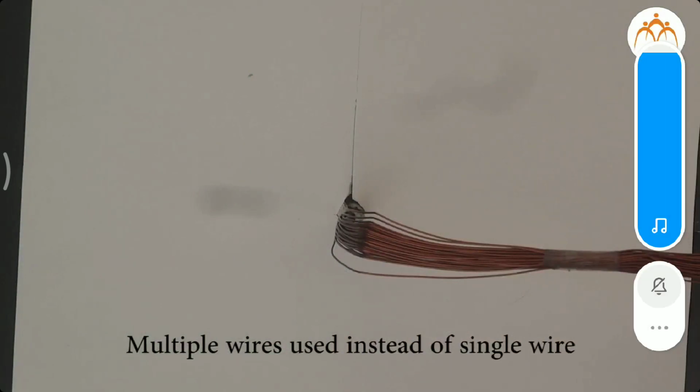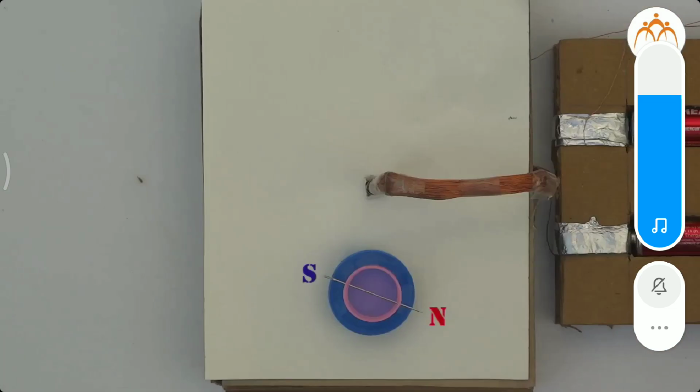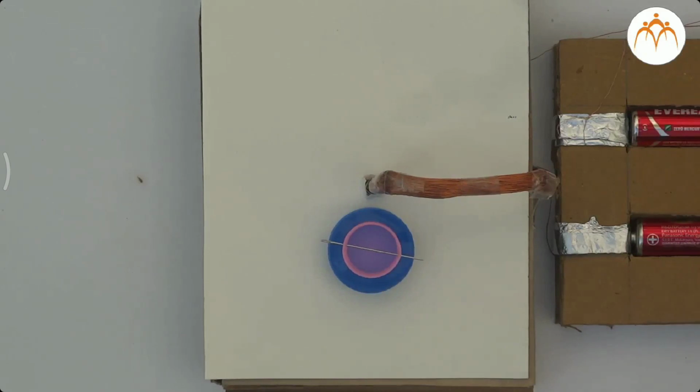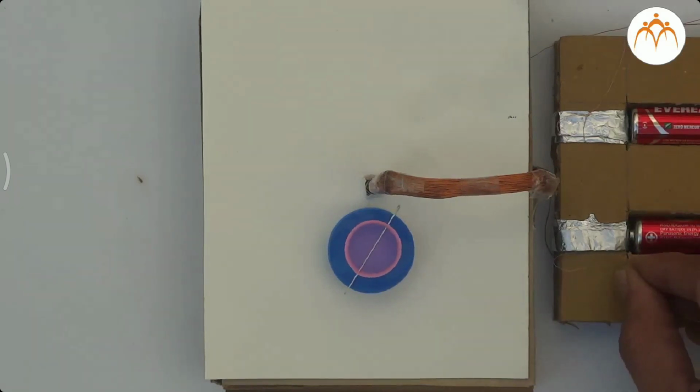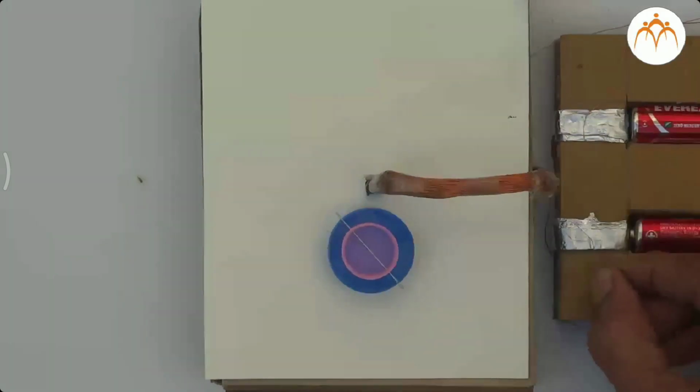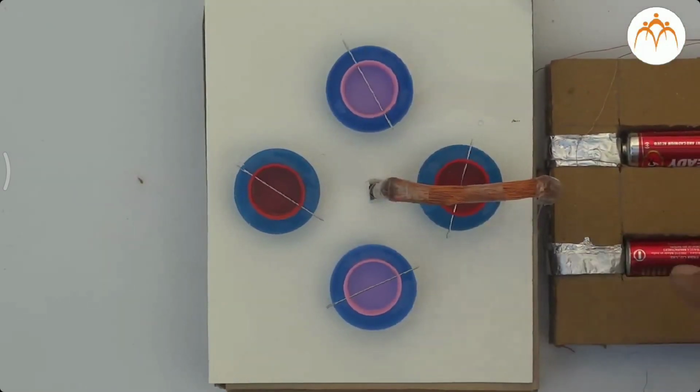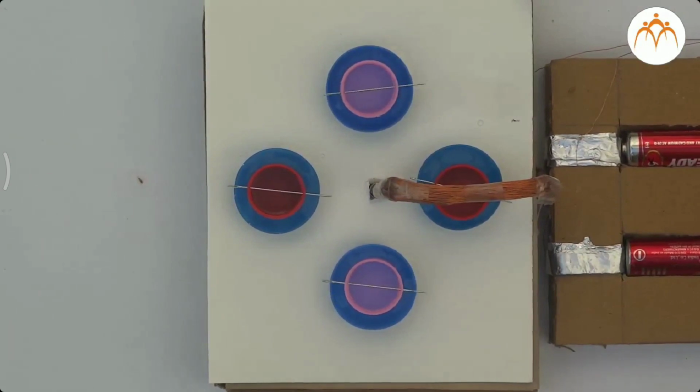A thick copper wire is placed vertically on the cardboard. Magnetic compass is kept near the wire. When current flows through the thick copper wire, magnetic field is generated. If we position the compass at different locations near the wire, the needle points in different directions.